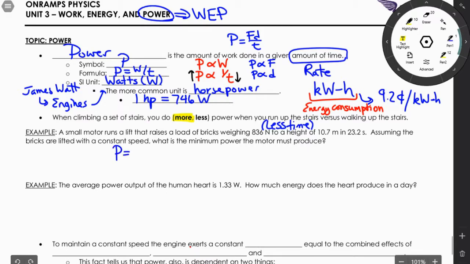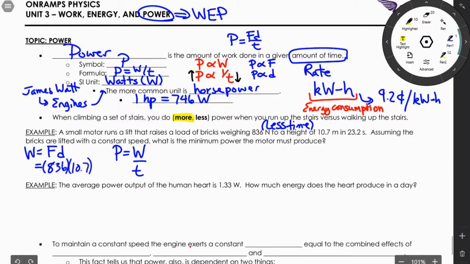All right, so we're going to do power equals work over time. And now you have a couple options. I can come over here to the side and say, okay, well, work is going to be force times distance, and do 836. I wrote 863, I can just say, okay, it's going to be 836 newtons times 10.7 meters, and get a number.